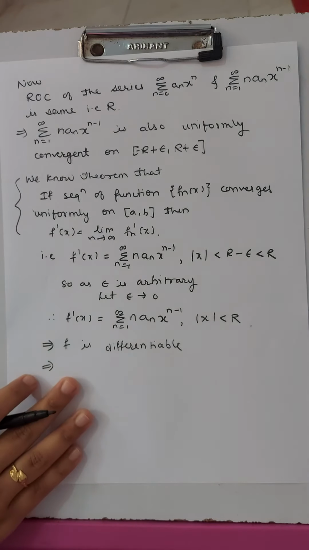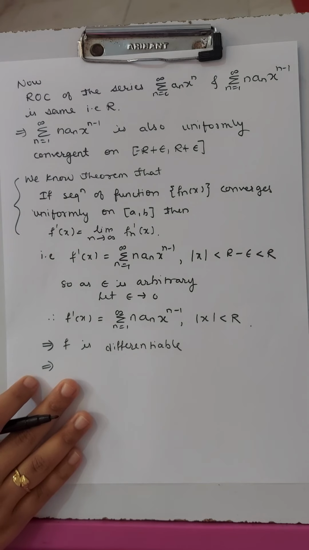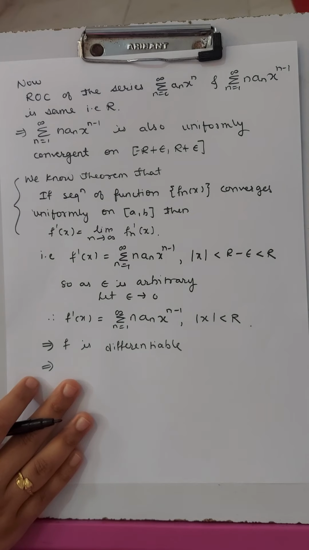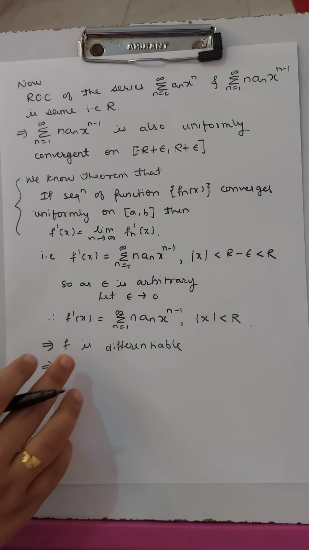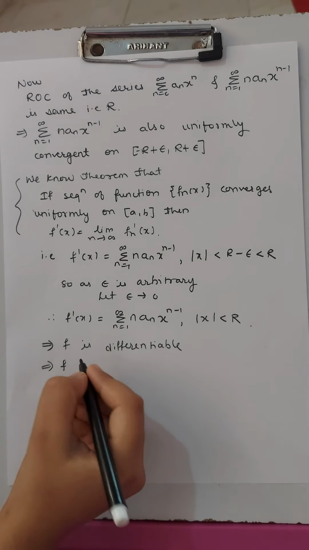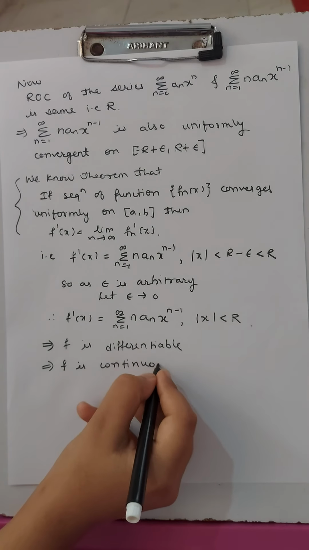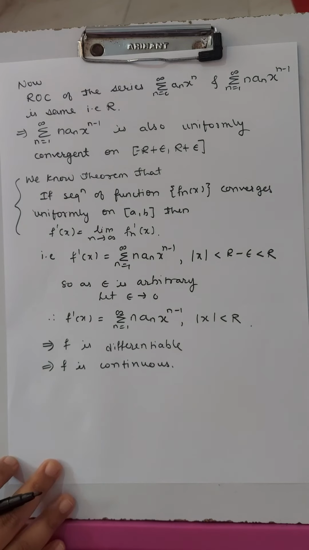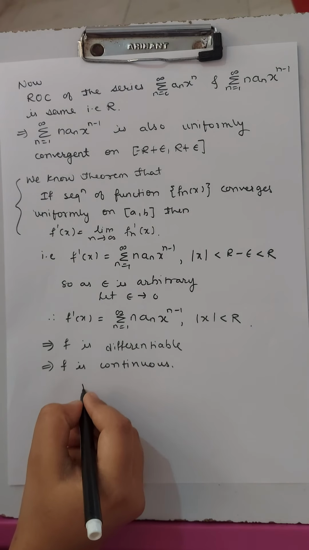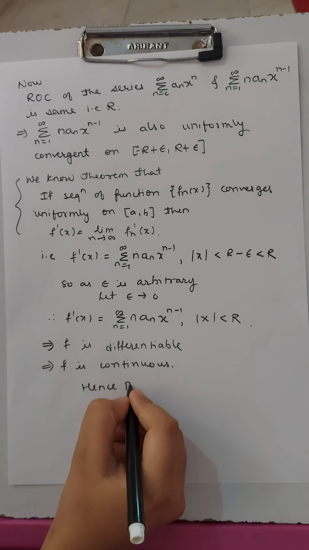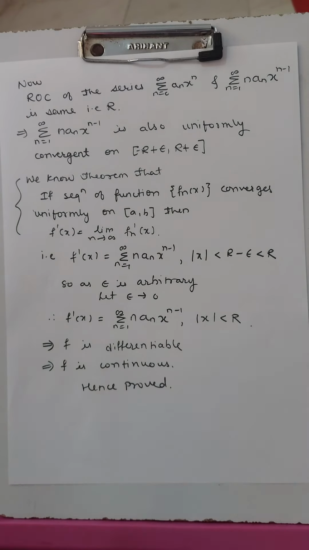Now since f is differentiable, we know that every differentiable function is continuous. So since f is differentiable, it implies that f is continuous, and hence all three parts of this theorem are proved, and so the theorem is proved.